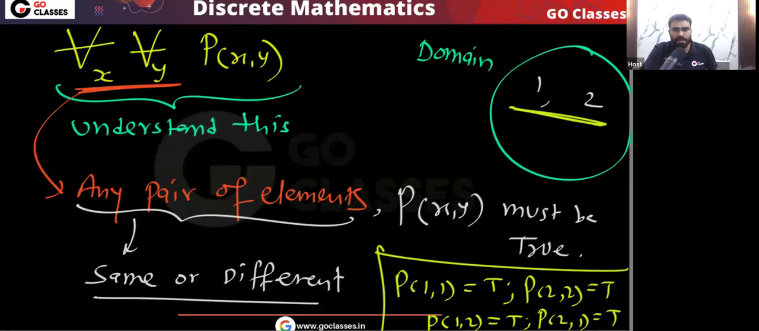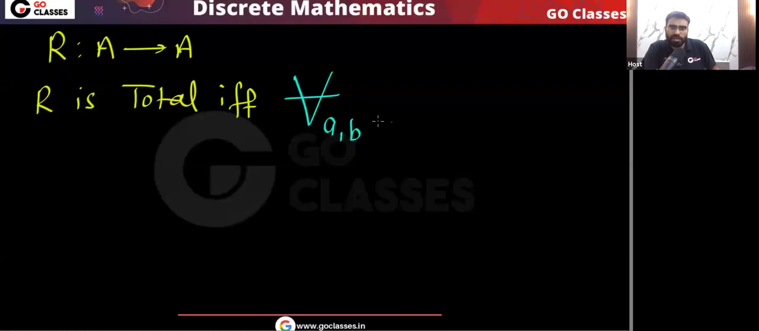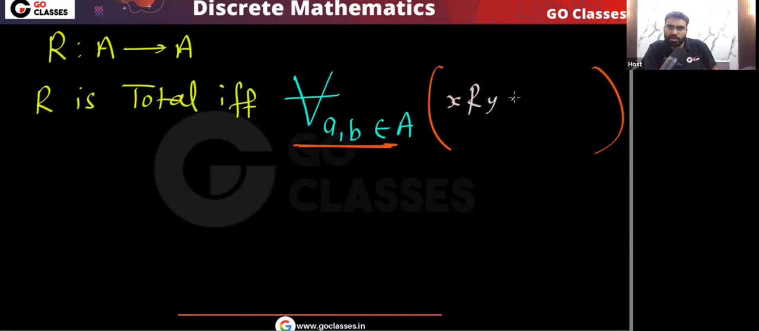So the same thing is here. What is the total relation? When can I say a relation is total? If you have a relation from set A to set A, when can I say R is total? The definition says R is total if and only if for all X comma Y in A, for all pairs, whatever pairs you take, X is related to Y or Y is related to X.